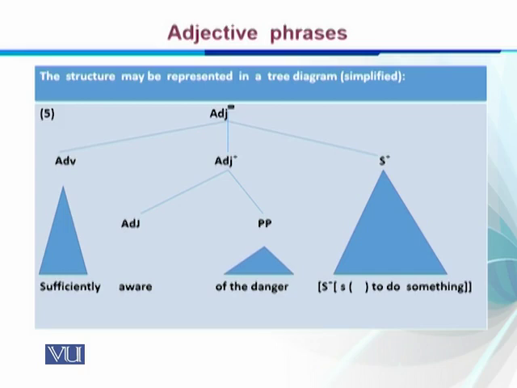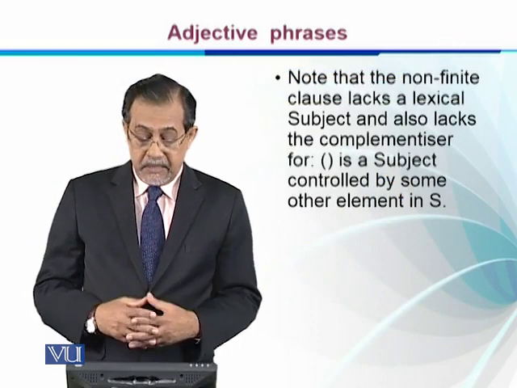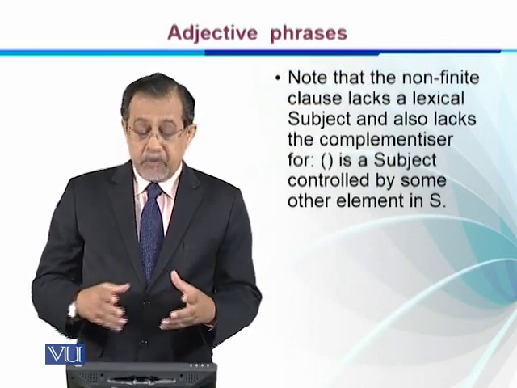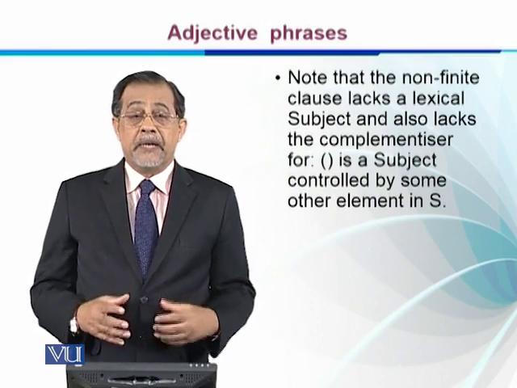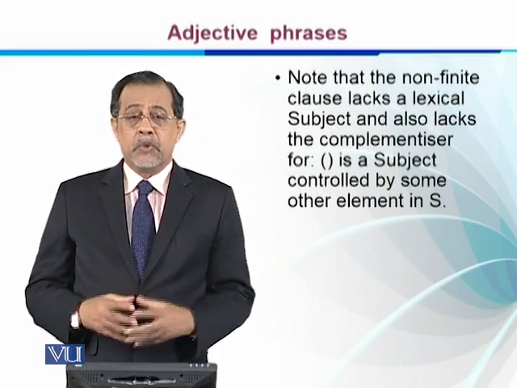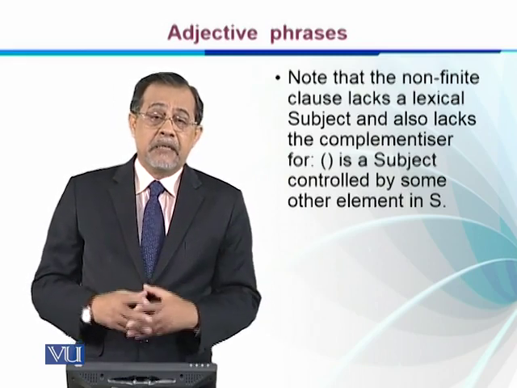Here you can see that since our sentence is a non-finite sentence, we have this round bracket as a representation of the subject, right? Which part of the sentence outside this phrase commands the subject of "to do"? Note that the non-finite clause lacks a lexical subject and also lacks the complementizer "for," right? So the bracket is a subject controlled by some other element in the sentence, and we have studied when some element controls such a round bracket as a subject in such places.